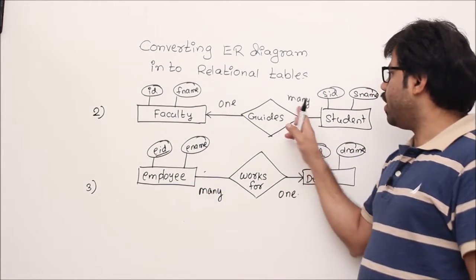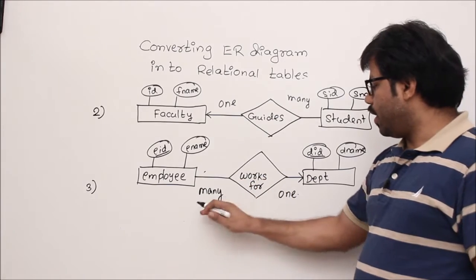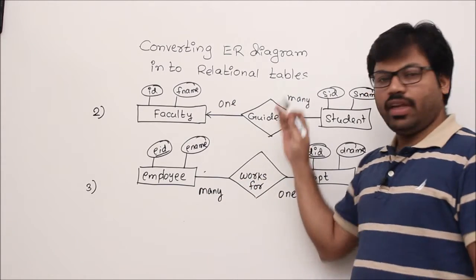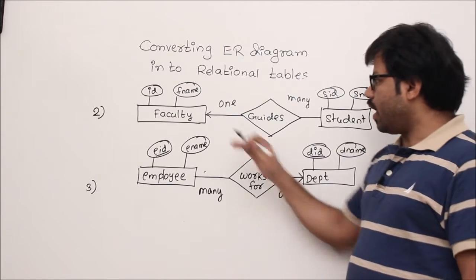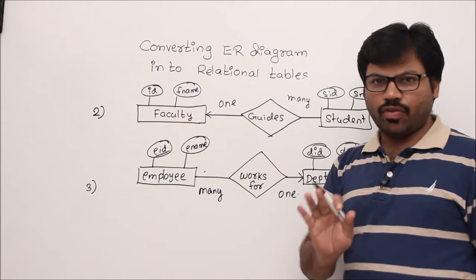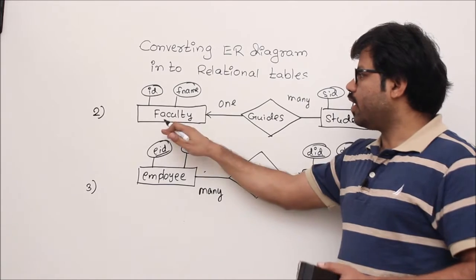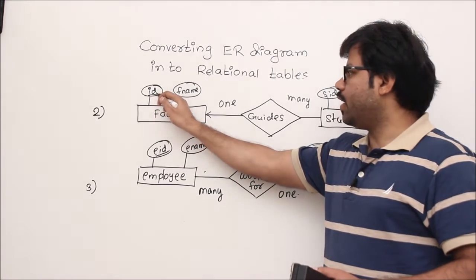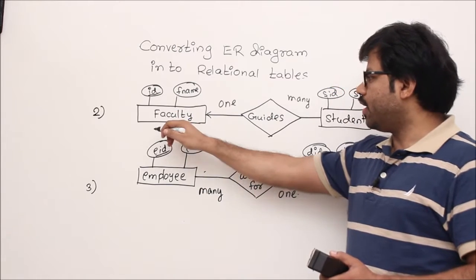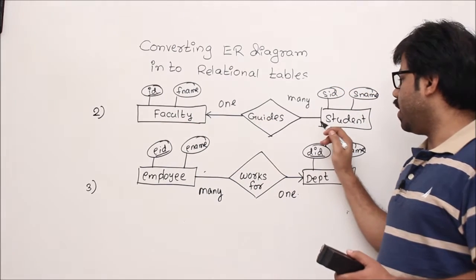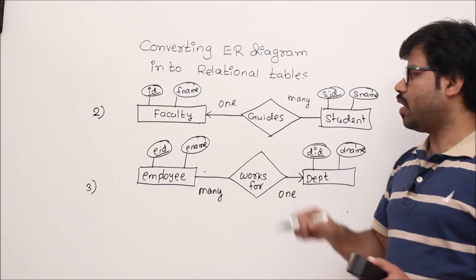This one is a 1 to many relationship. This one, let's say, many to 1. So whenever you have 1 to many, how to convert that into relational tables, we'll see. Generally we can create three tables. That is plan number 1 as usual. So faculty ID is a unique identification number, so make it the primary key in the faculty table. Create the faculty table, guides table, student table. In student, student ID will become the primary key.